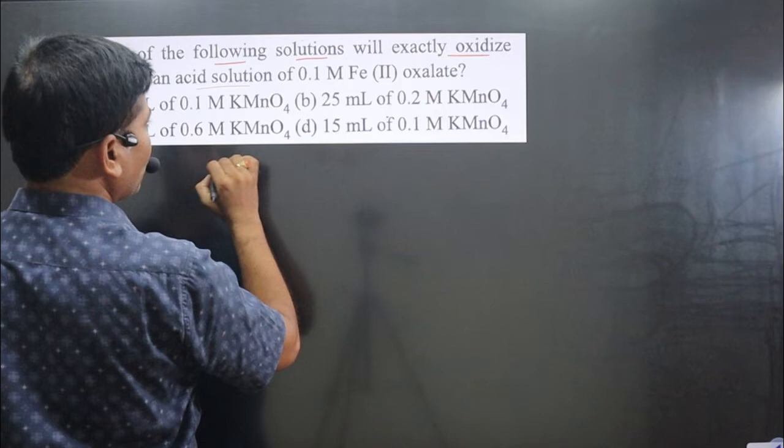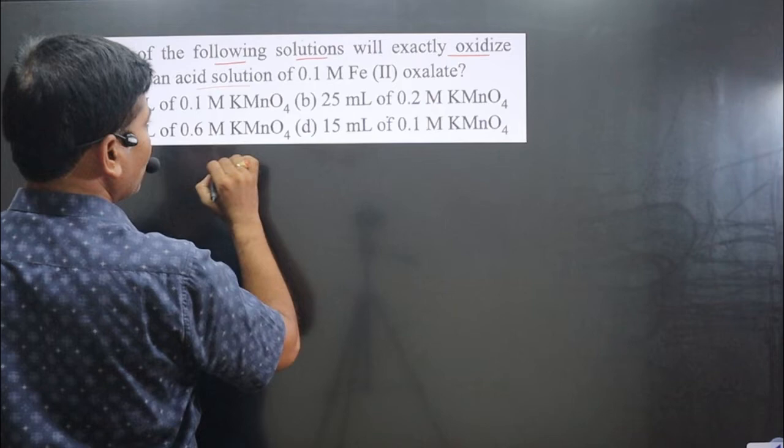Now one by one, for the given solutions in the options, we can calculate the number of milliequivalents. The solution which has number of milliequivalents equal to the number of milliequivalents of the salt solution given in the question means that solution will completely oxidize the salt solution. So one by one we can calculate. Now pay attention very carefully. Let's say I calculate for the first option: in this case 25 ml and 0.1 molar KMnO4 solution is given here.